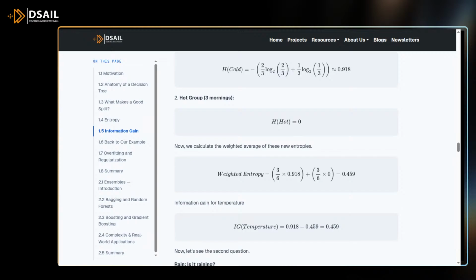So we have the cold group, and the cold group tells us that we have three mornings, 2 yeses and 1 no. Are we together? On that group alone, what are the possible outcomes first of all? Yes or no? The probability of yes is what?